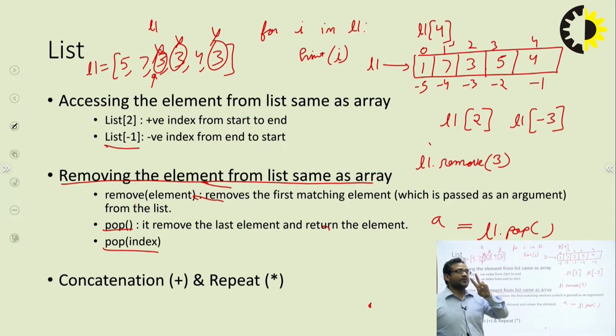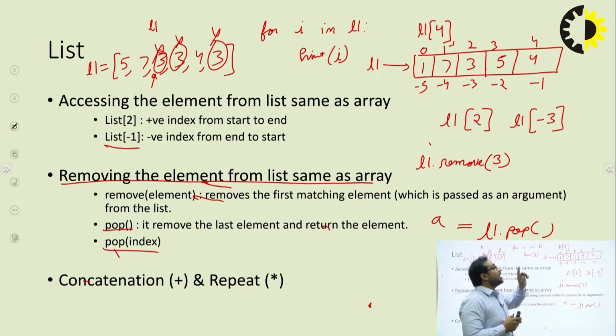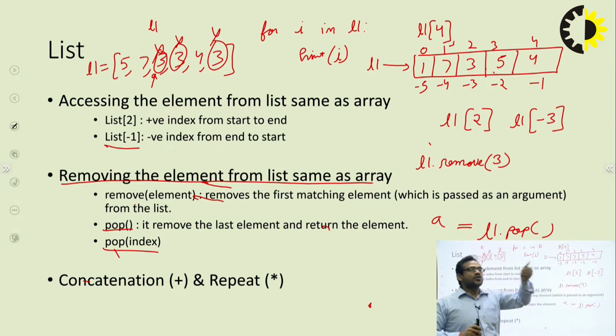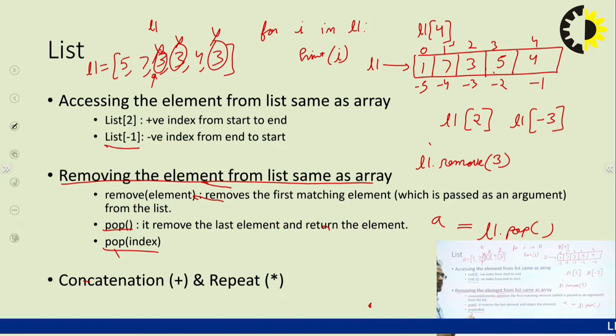Listen, there is a difference between remove and pop with an index. Remove removes the element by value, and pop deletes the element at the particular index. Suppose you want to delete the element at index 3, that means you want to delete the 5, and you don't know what the element is at that position. You know the index only. So you just pass the index value into pop, and it is removed from the list.